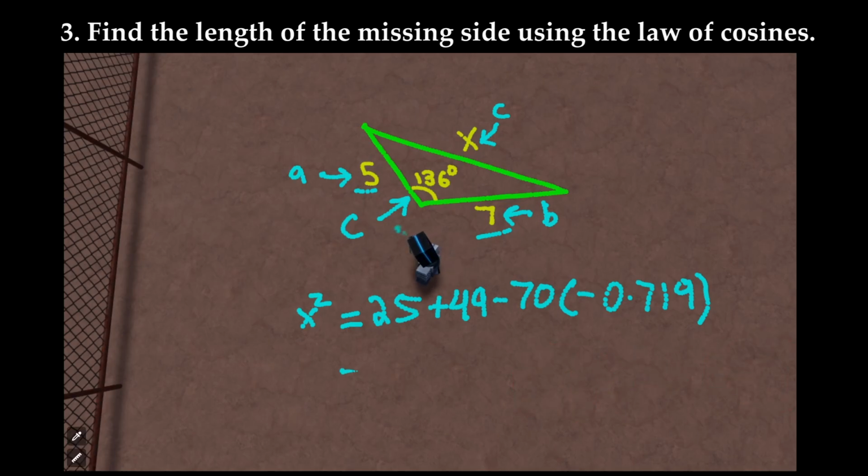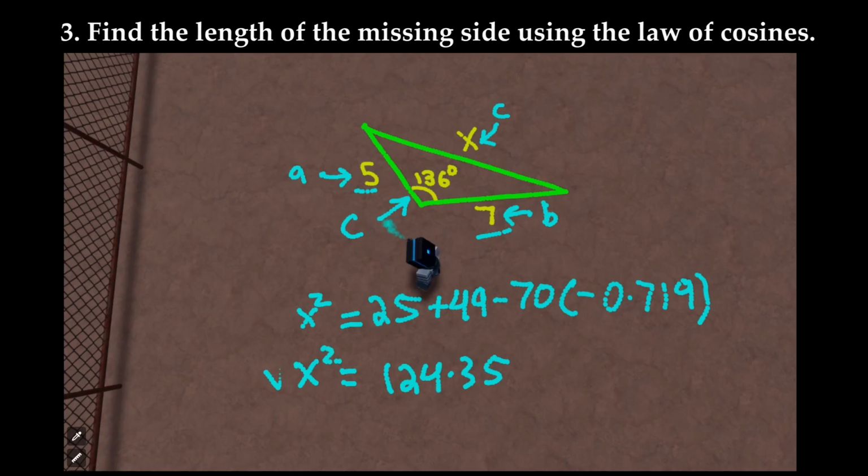And then now just continue to simplify. 25 plus 49 is 74. And then minus 70 times minus 0.719. Well, two negatives cancel to make a positive when you multiply them. And you should get that this is equal to positive 50.35. And then if you do 74 plus 50.35, that's just 124.35. And this is all equal to x squared.